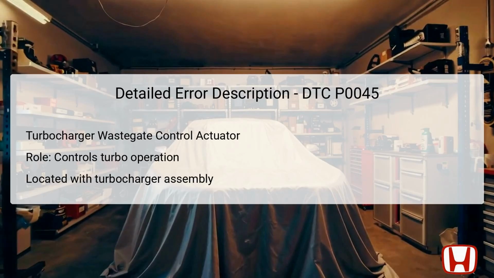The turbocharger wastegate control actuator is a critical component that regulates the amount of exhaust flow bypassing the turbine in the turbocharger system. By controlling this flow, the actuator helps maintain optimal boost pressure, ensuring efficient engine performance and responsiveness. The actuator is typically integrated into the turbocharger assembly, making it essential to evaluate its condition during troubleshooting.